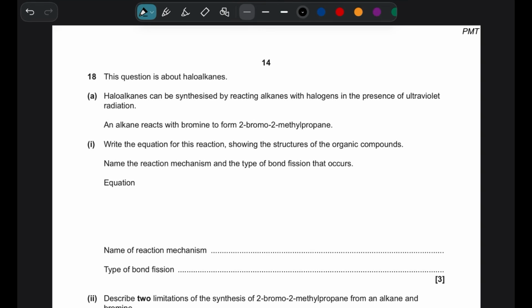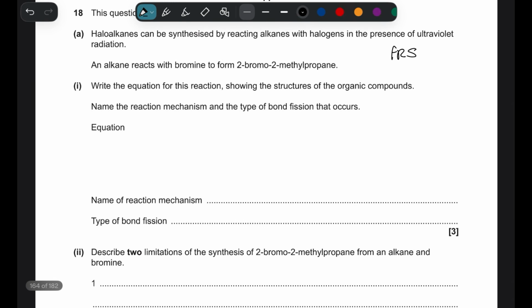Okay, so we're talking about synthesis of haloalkanes and reacting alkanes with halogens in the presence of UV light. So we're talking about free radical substitution. Now, we're reacting an alkane with bromine to form 2-bromo-2-methylpropane. So writing the equation, we just need to do methylpropane plus bromine, basically what the question has told us, and know what's being formed. Right? So if we start with drawing methylpropane, like I say, I prefer skeletal formula, it's just quicker. So this is methylpropane plus bromine gets us to form 2-bromo-2-methylpropane.